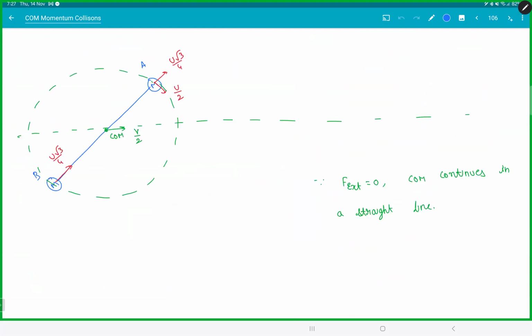So if I have to find omega here, it's V relative perpendicular to line joining by distance between them. So luckily here, the u root 3 by 4 will cancel. So the perpendicular velocity is u by 2 and the distance is L. So omega is u by 4L. So this whole setup is rotating with u by 4L.